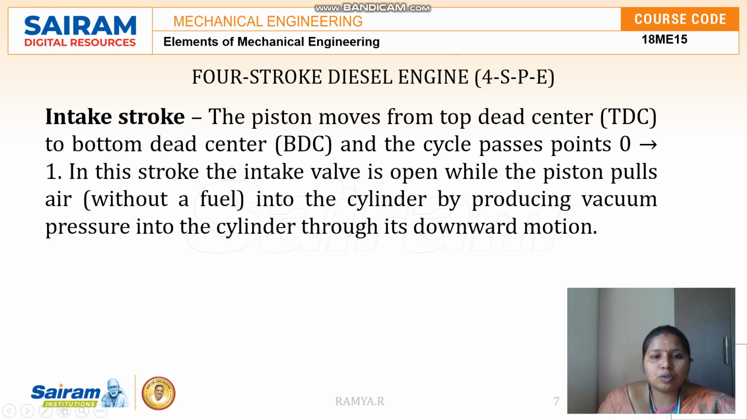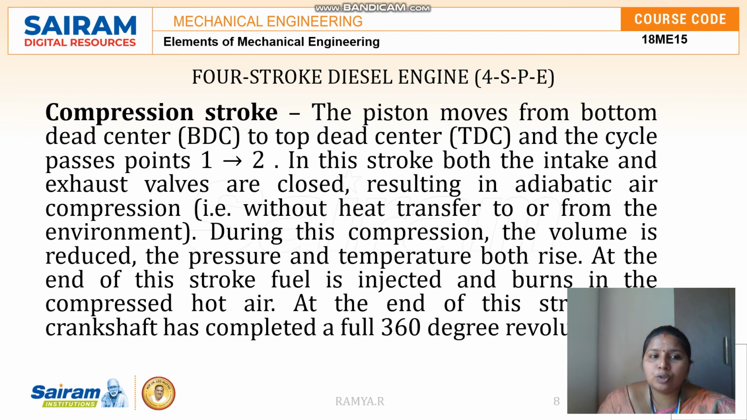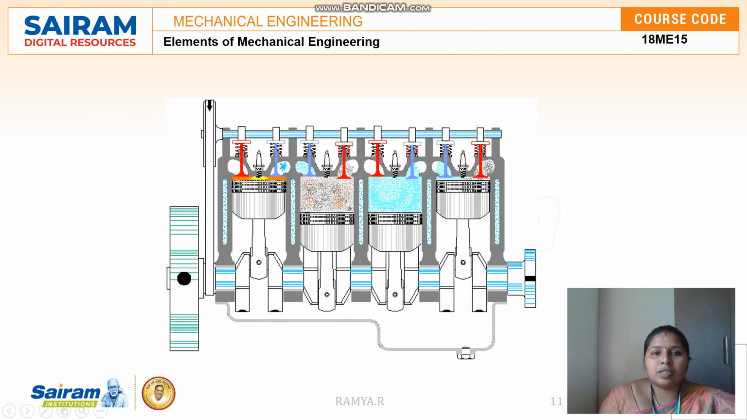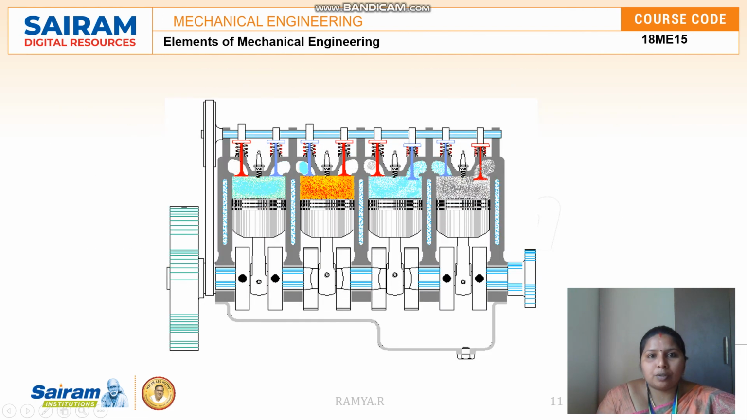So there are four strokes like this. One is the intake stroke, the compression stroke, and power stroke, and the last one is exhaust stroke. So the main thing we need to remember here is the piston movement. Initially it starts from top dead center, and it moves to bottom dead center, and in the second stroke it moves from bottom dead center to top dead center. So the same repeats till it completes the four strokes. So this is about the four stroke petrol and diesel engine.